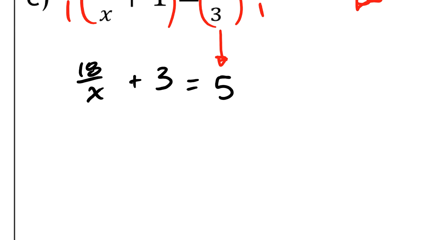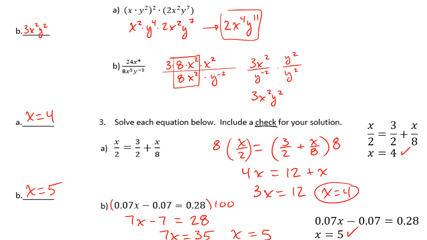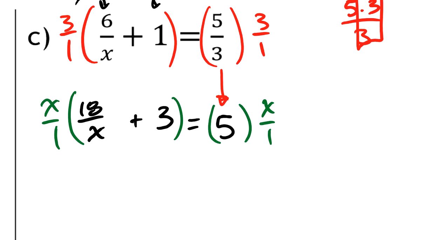Now I can do the same thing again. I'll use green this time. I'm going to bust up this fraction, right? And if I want to bust up this fraction, I'm going to multiply both sides by x over 1. Now, when I do that, in the first case, it's going to be x times 18 over x, right? In other words, this will form a giant 1.